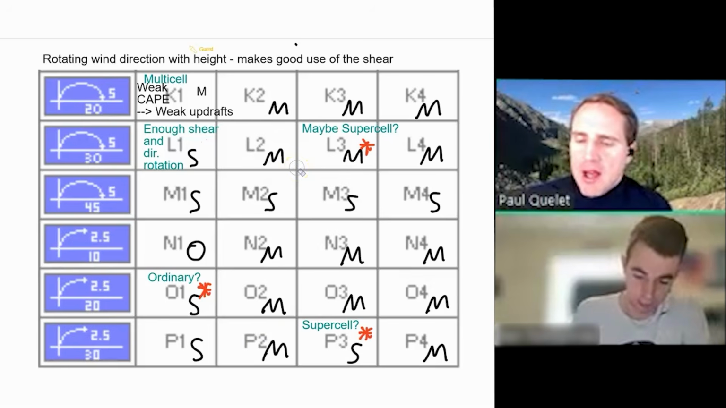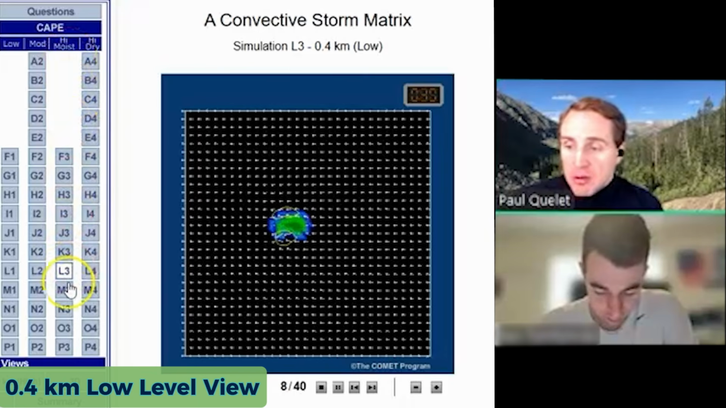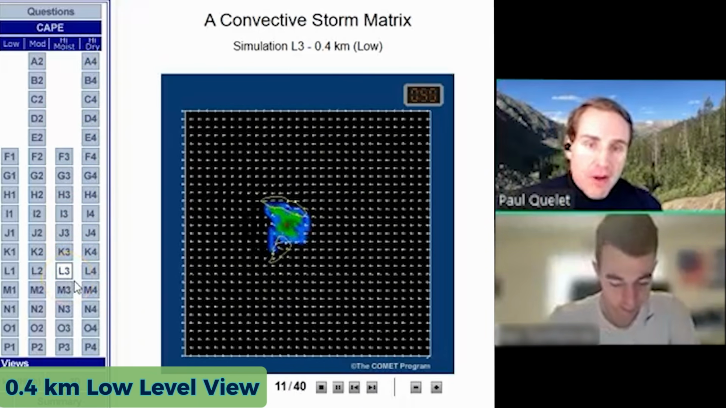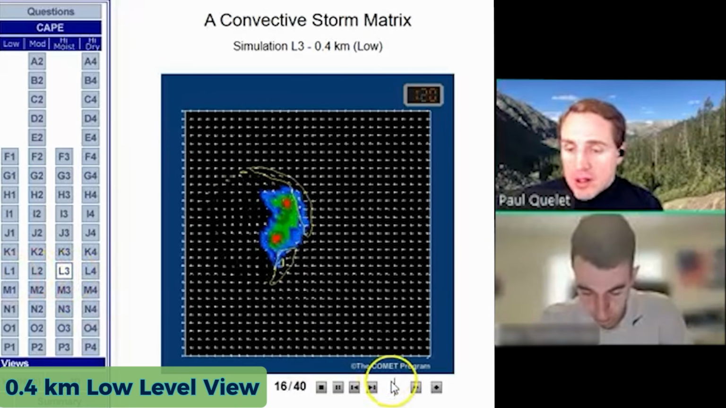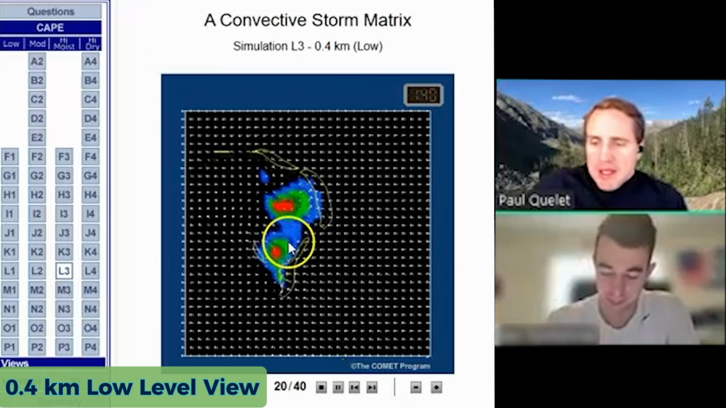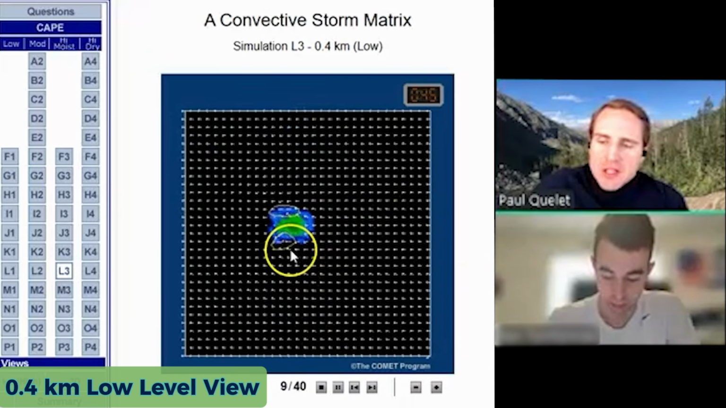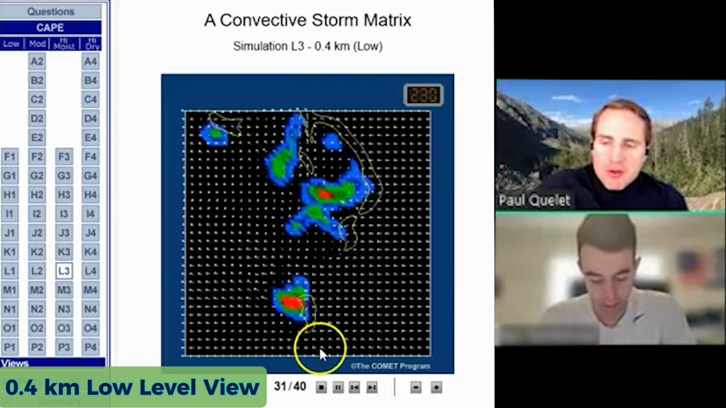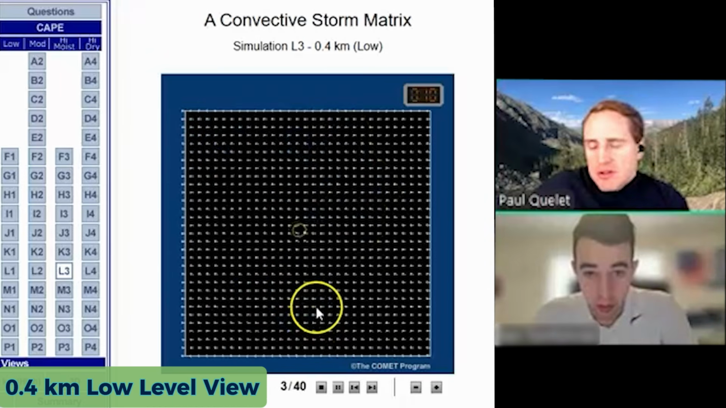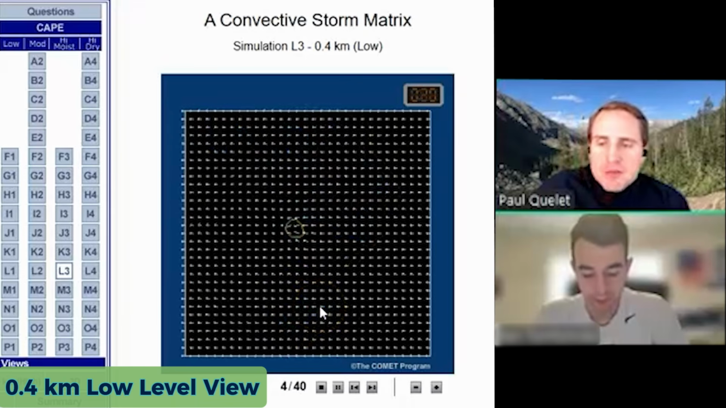All right, let's look at L3. So the main difference with the L3 is we've got high CAPE and moist conditions at low levels, keeping the shear profile and the changing wind direction the same as L1. So it looks like we're getting some splitting. We're getting a right mover and a left mover, and it looks like we do have some cold pools. Now these cold pools do have some curvature to them. They're displaced out in front of the precipitation.